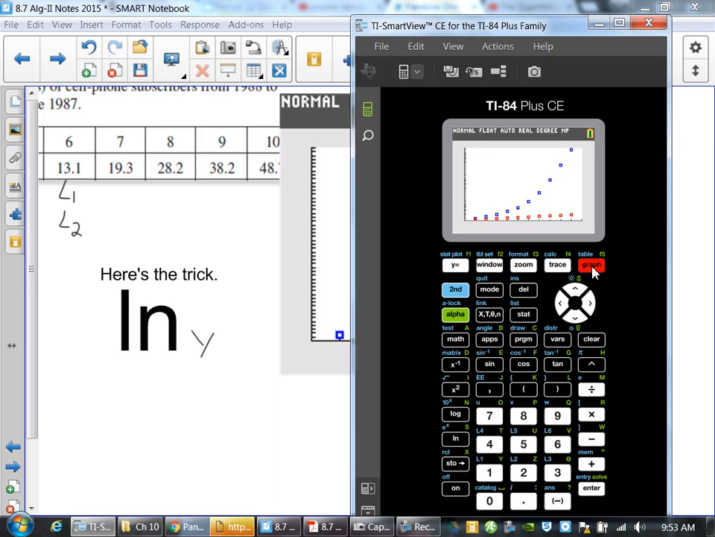Now, the only other part of this stuff is how do we write the equation? Well, what do you think you're going to press? Second, stat, calculate. Right. Which one is it? ExpReg. ExpReg.